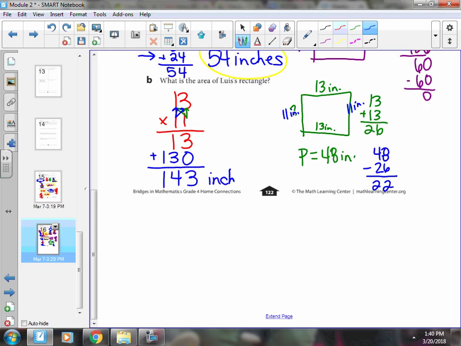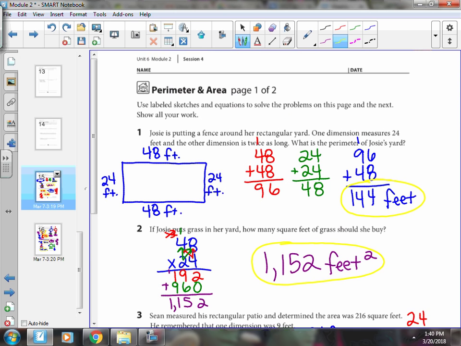When I say area, you say squarea. Area. Area. So after finding out the other dimension, we were able to find that the area is 143 square inches. Here are the answers for page 1.